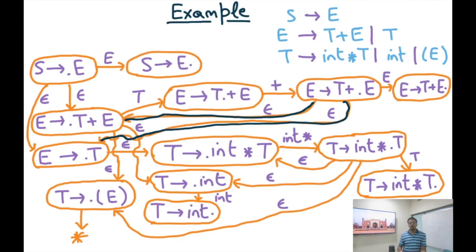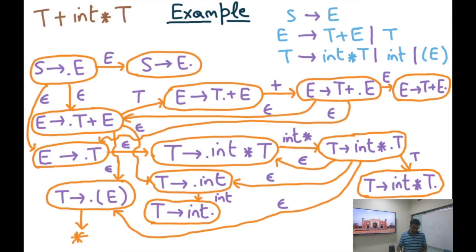So what am I going to do? I'm going to execute this automaton on that string. And notice that this is a non-deterministic finite automaton. So it accepts the string if any of the non-deterministic paths accept the string. Let's look at some examples. Let's say my input string is T plus int star T.